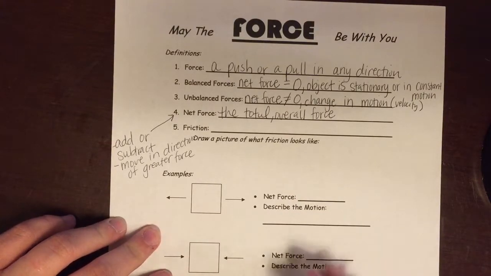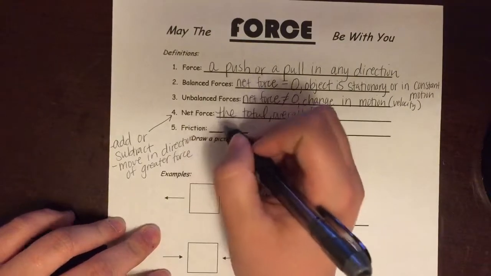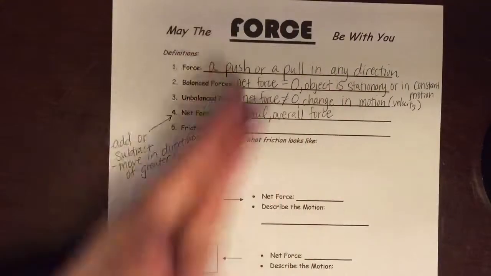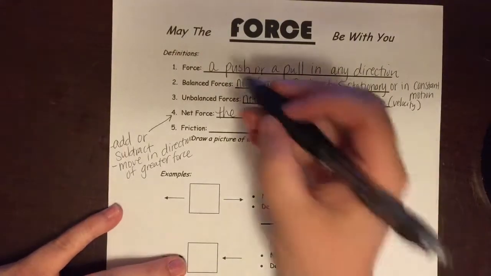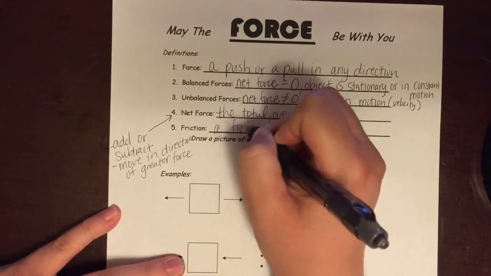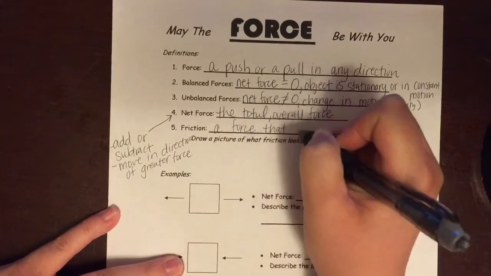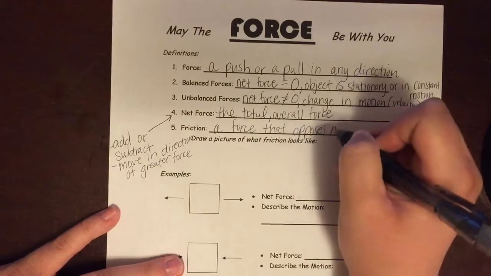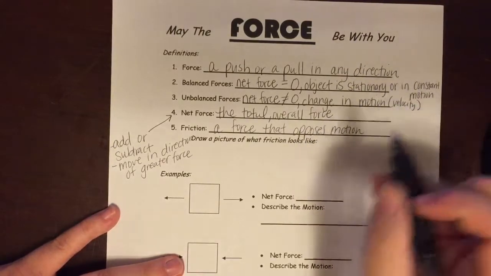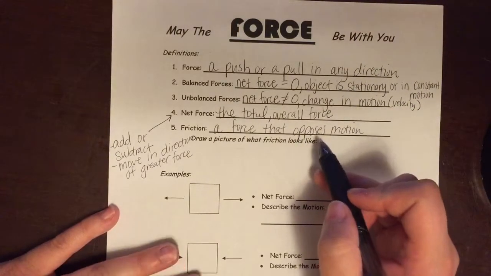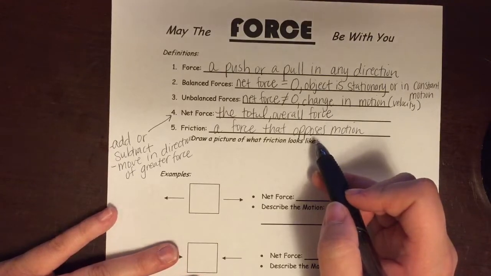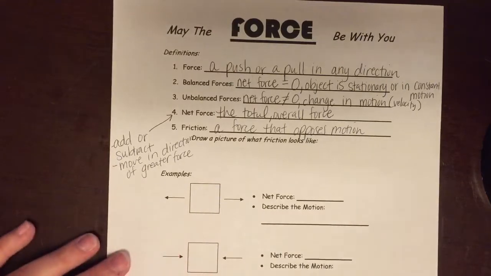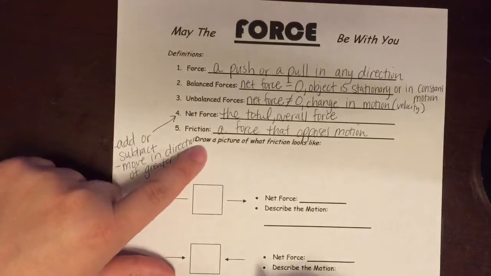Okay, and friction. Friction you know about. In elementary school you learned friction is the force that opposes motion. So we're going to write a force that opposes motion. When you hear the word opposes, think of opposite. It goes against each other. So something that opposes motion is going to go against the motion.